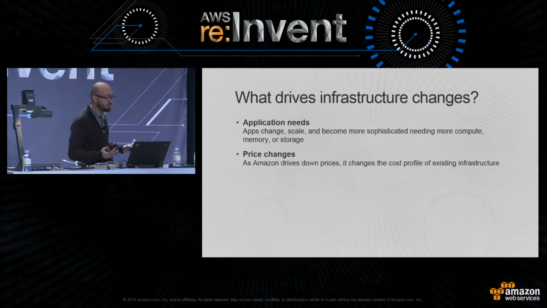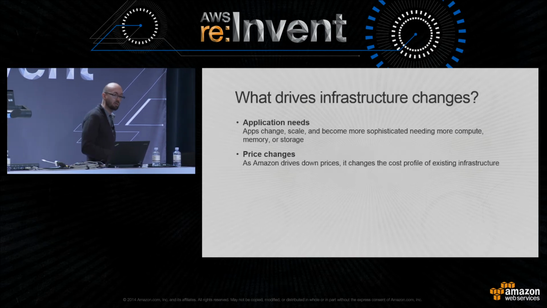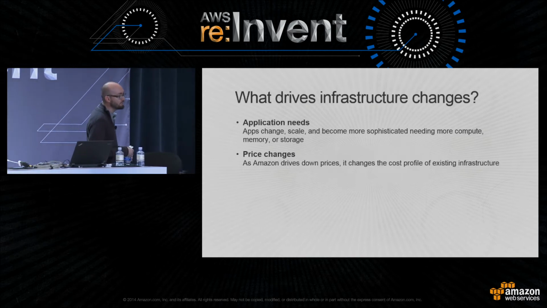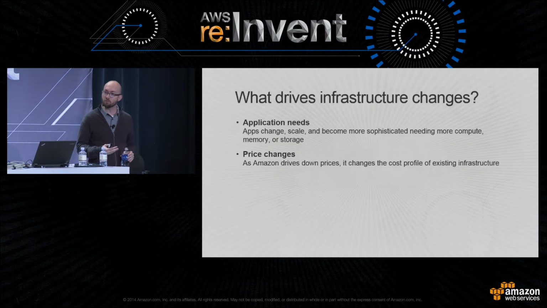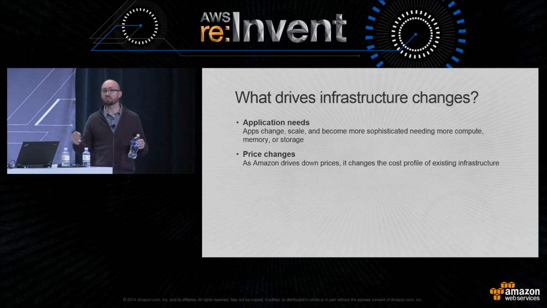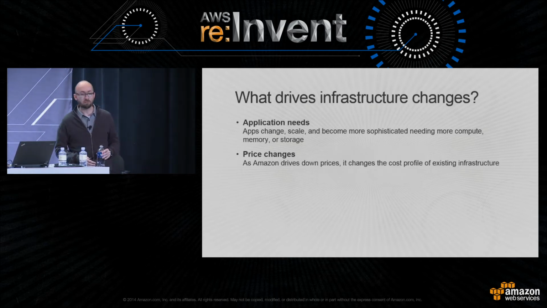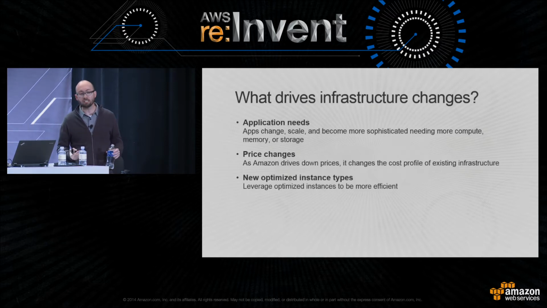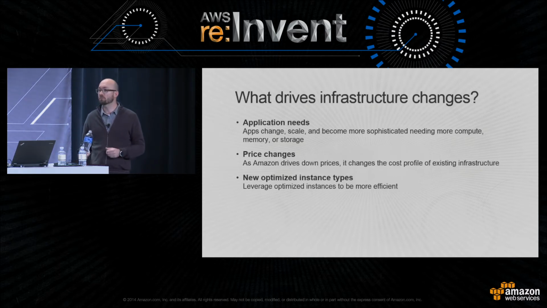We all know Amazon is fairly aggressively driving down price, and so as price drops, it can change the cost profile of your infrastructure. You may go to more expensive, what were previously more expensive instances. You may increase the number of instances you're running, but price can change your overall footprint. And finally, new optimized instance types introduced by Amazon let you leverage a whole host of new technologies in order to make your app more efficient.